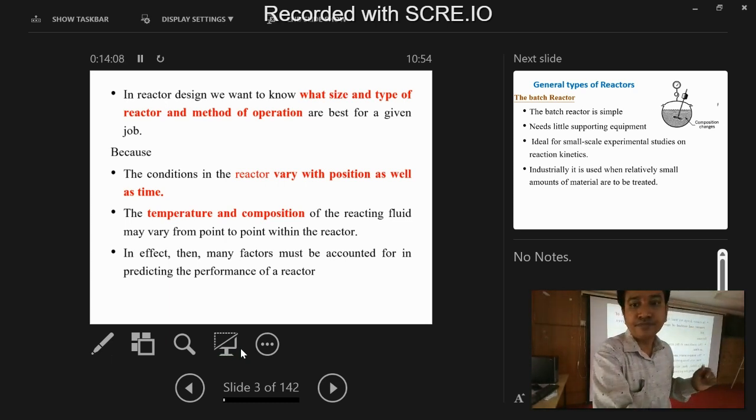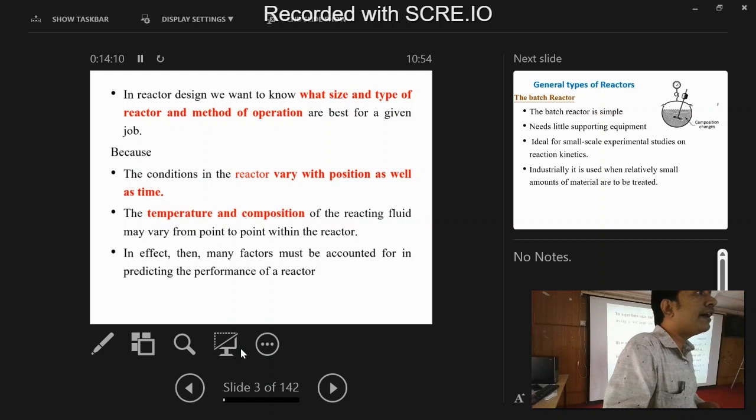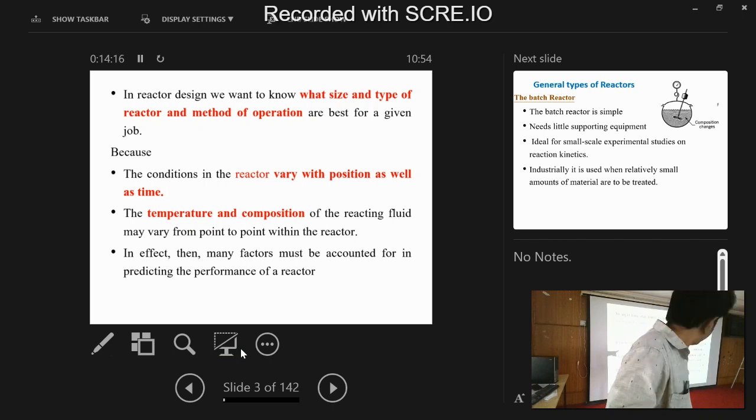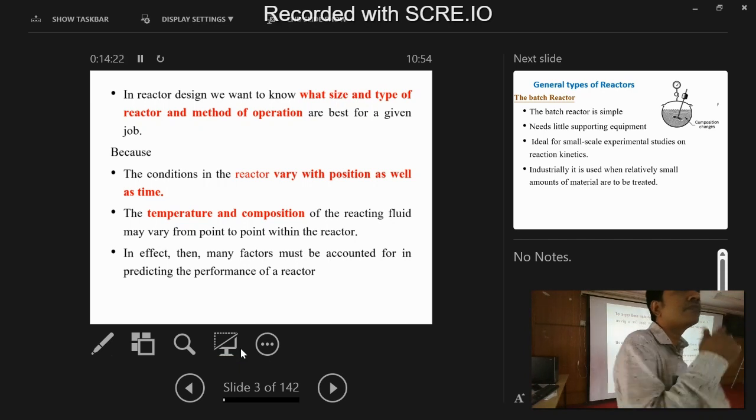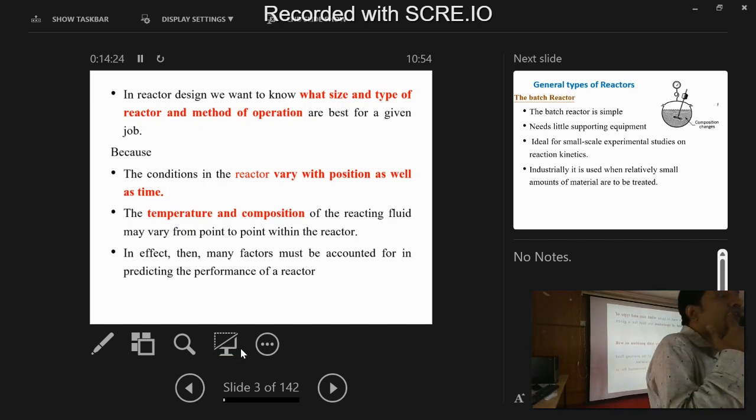Okay, fine. So again, temperature and composition vary from point to point within the reactor. Do you agree with that? Temperature and composition vary from point to point. Temperature in a reactor varies from point to point.